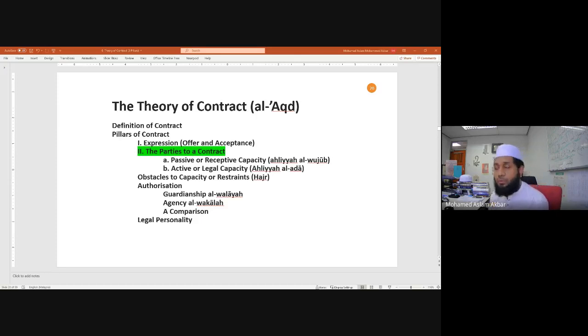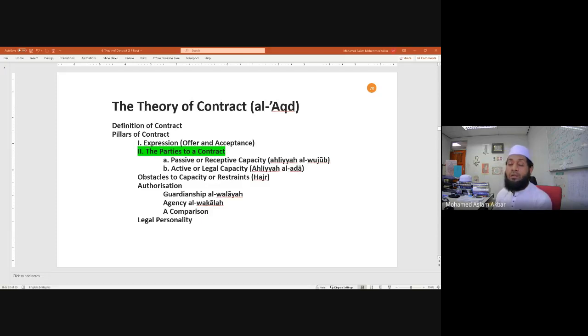But Sharia wants to protect. Sharia wants to protect the rights of everybody. It's not only you. It is not only the seller, it is also the buyer. So both parties, they want to protect the interest. That's the reason why they have some obstacles. If there are any obstacles, it will prevent you from the transaction.